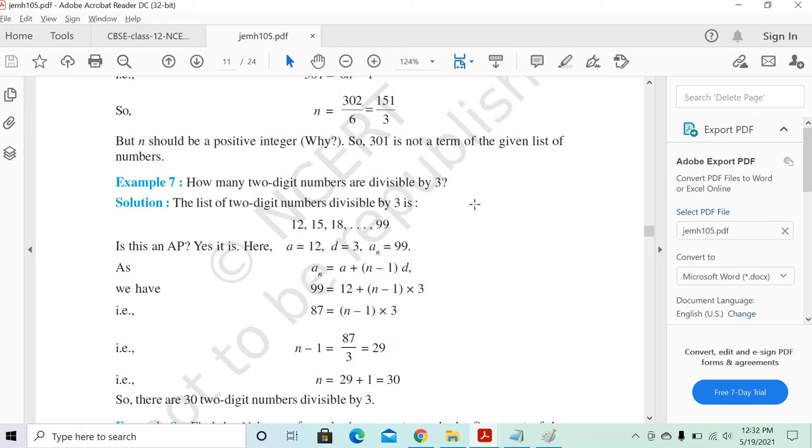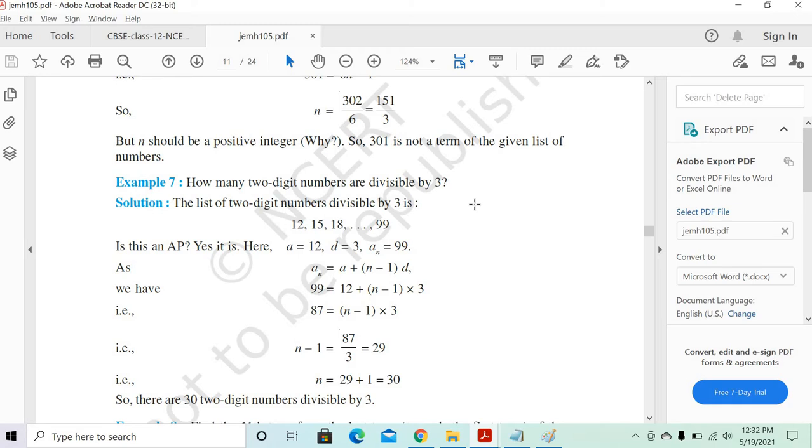So after 10, which is the first number divisible by 3? Is 10 divisible by 3? No. So read the 3's table and find out. That's 12. So start with 12. So the first number is 12. What will be the next number? You add 3. 12 plus 3, how much? 15. 15 plus 3, 18. Correct. So it keeps on.